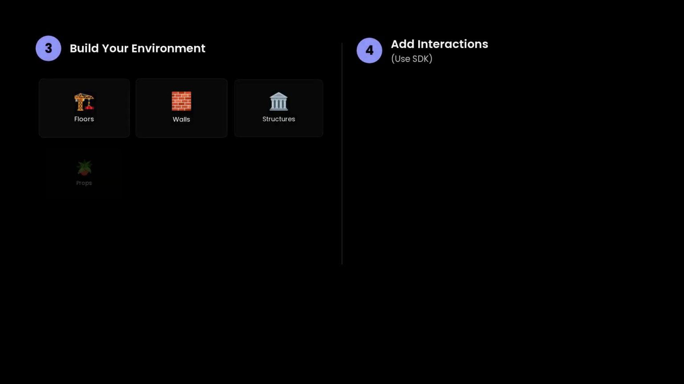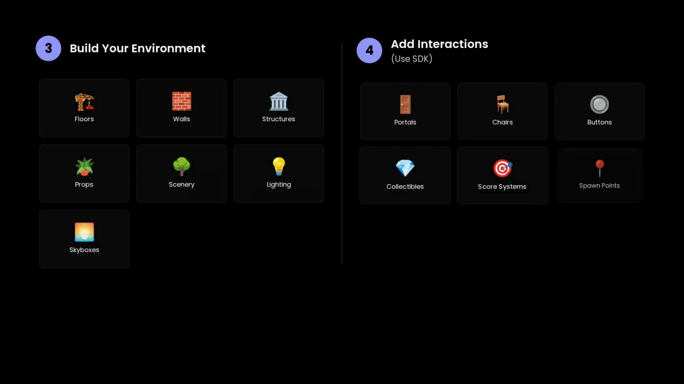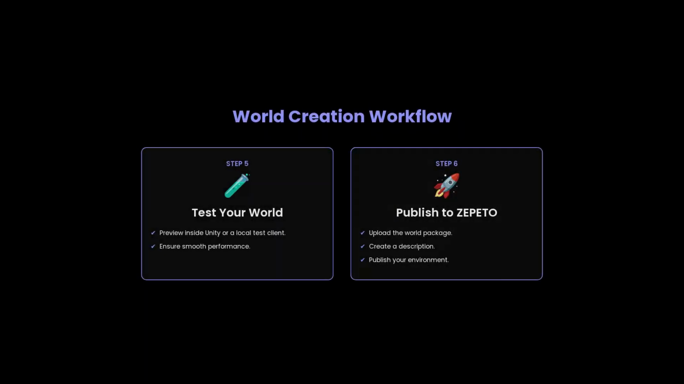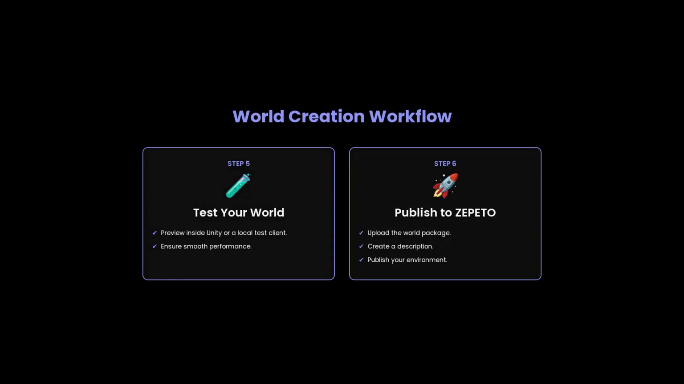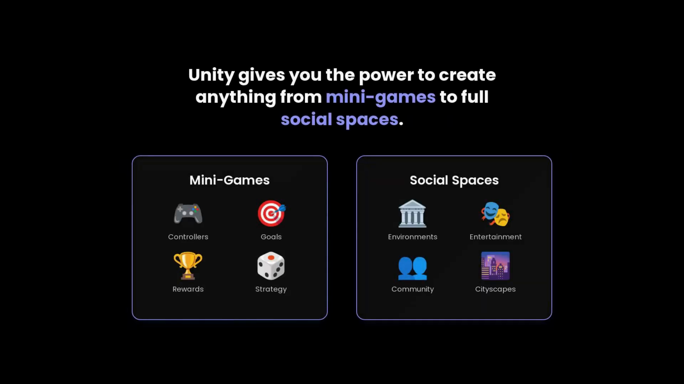Step 3. Build your environment. Place floors, walls, structures, props, scenery, lighting, and skyboxes. Step 4. Add interactions. Use the SDK to add things like portals, chairs, buttons, collectibles, score systems, spawn points, and NPCs. Step 5. Test your world. Preview inside Unity or a local test client to ensure smooth performance. Step 6. Publish to ZEPETO. Upload the world package, create a description, and publish your environment. Unity gives you the power to create anything from minigames to full social spaces.